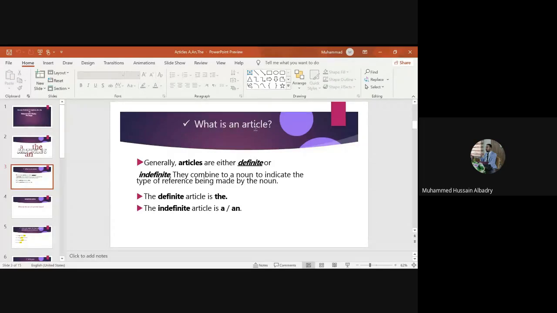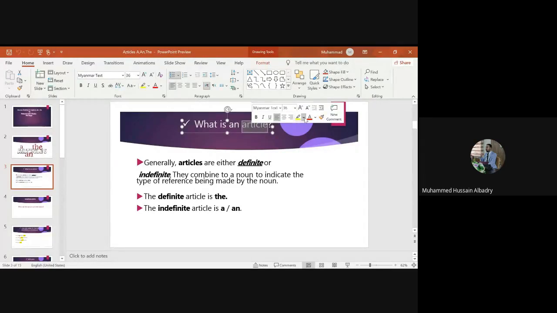First, what is an article? Definition of article. Articles, we have two types, definite or indefinite. They combine with a noun. Usually you put an article with a noun, not with a verb or an adjective. Generally speaking, we put them with nouns to indicate the type of reference. The is definite. A and an are indefinite.